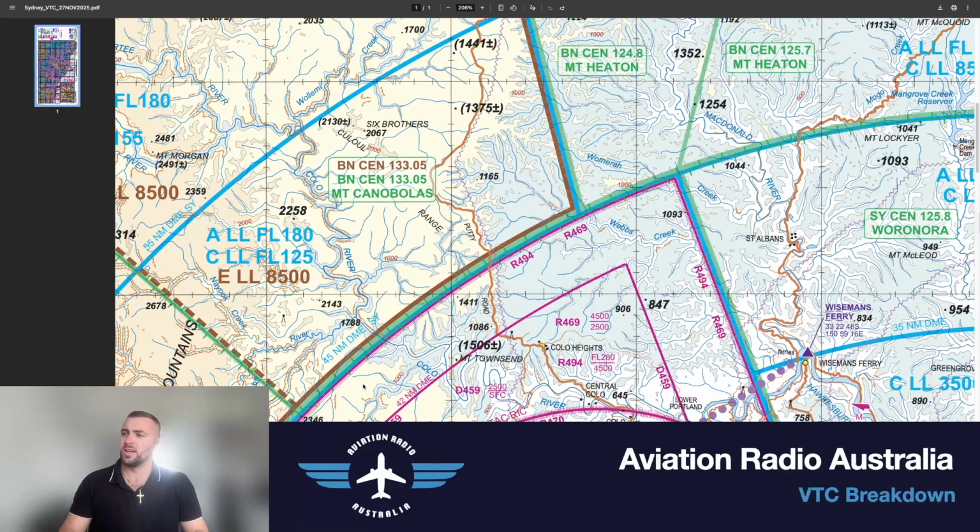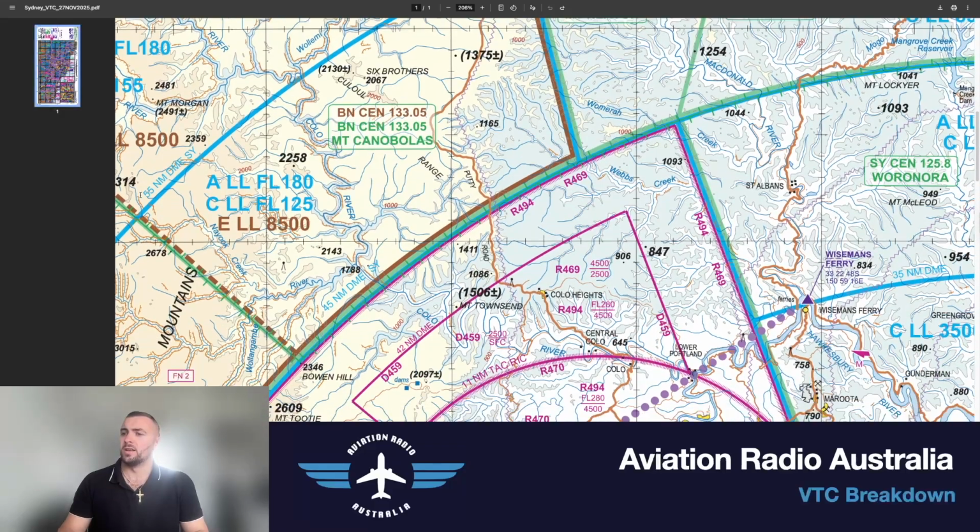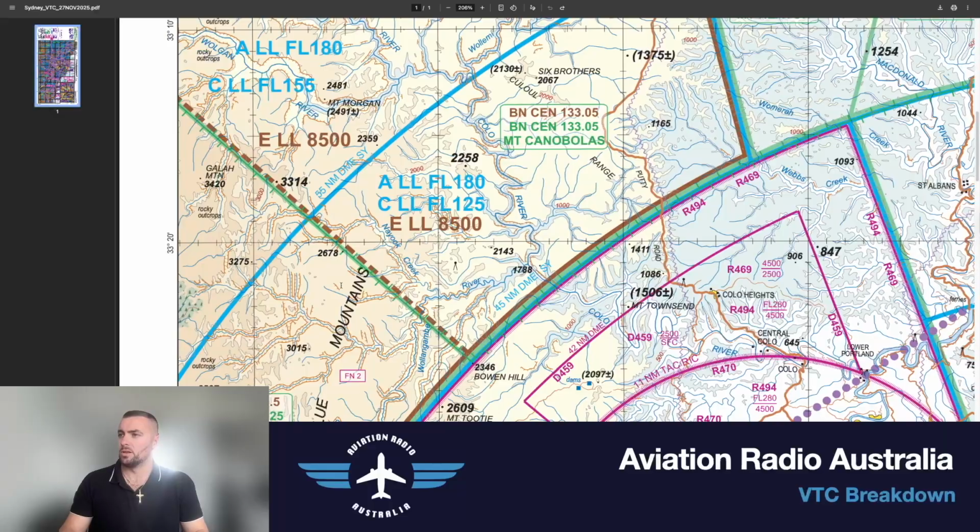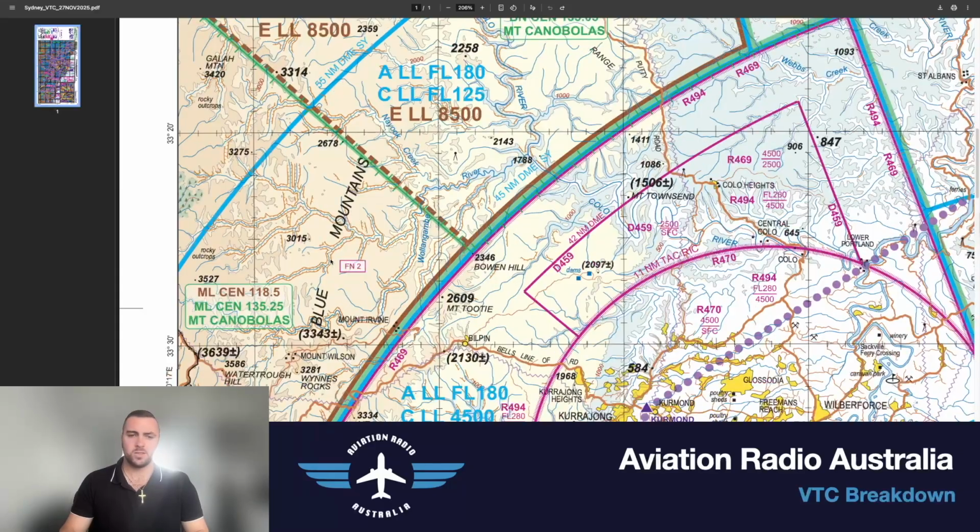What we can also see is right here, this brown dashed line over here. So you can see there's no solid brown line, so we've still got Class Echo airspace here, but this is a radio frequency boundary, meaning if I'm to the southwest of this broken brown line, I would be using this radio frequency here written in brown. So the ML stands for Melbourne and the CEN stands for Centre, Melbourne Centre, which is referring to a big head office of Air Services Australia down in Melbourne.